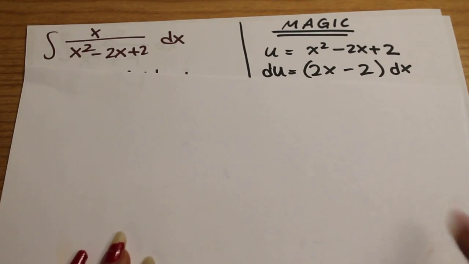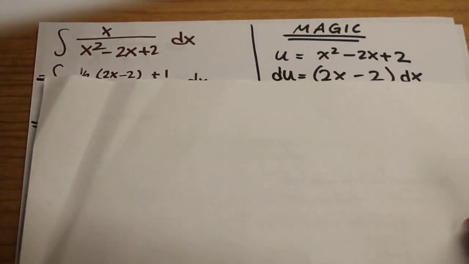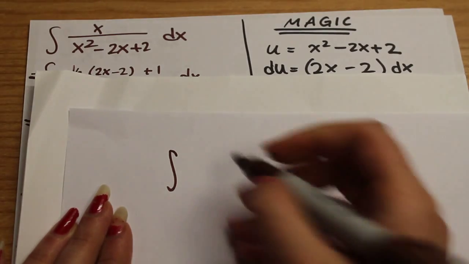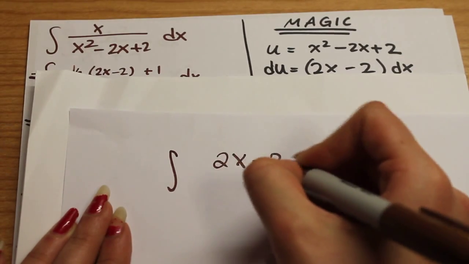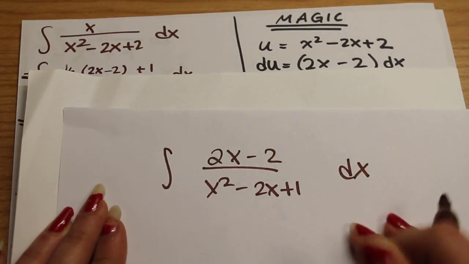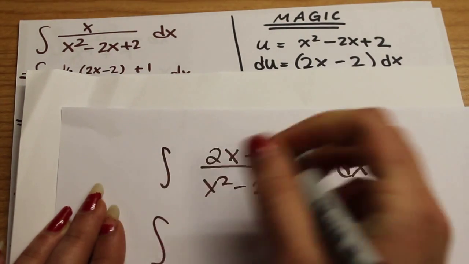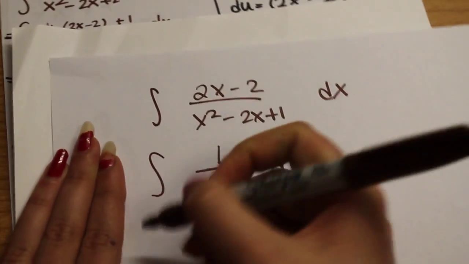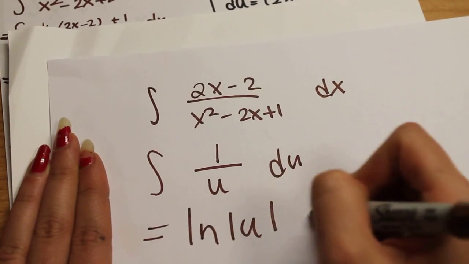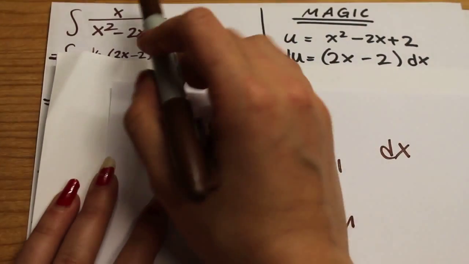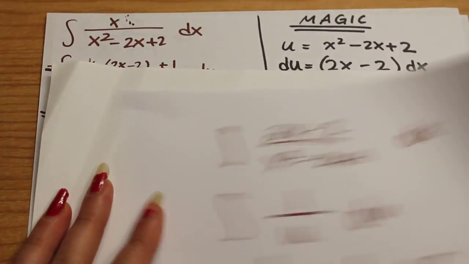But what happens here is, if I actually want to have a nice integral, my integral would have to be 2x minus 2 over x squared minus 2x plus 2, right? Because when you sub in u, you actually get 1 over u du, based on the information that we have here. And this would easily become ln absolute value of u plus c, right? But that's not what we have here, because here we have this x, which is the bane of my existence.